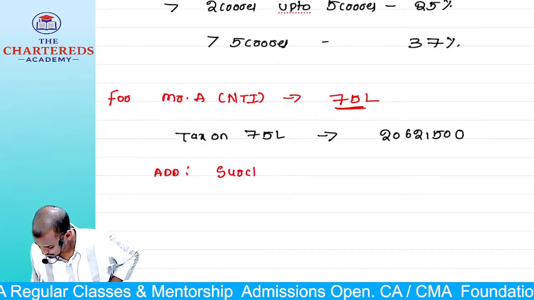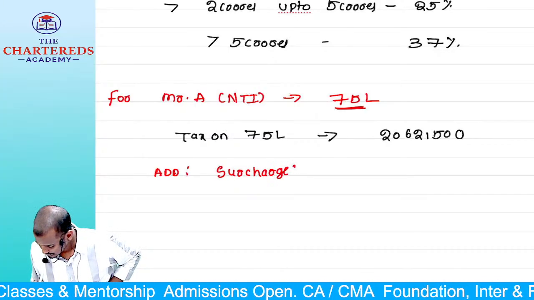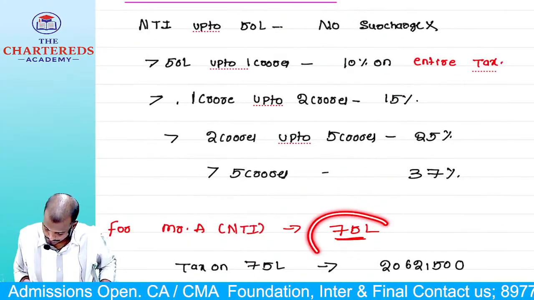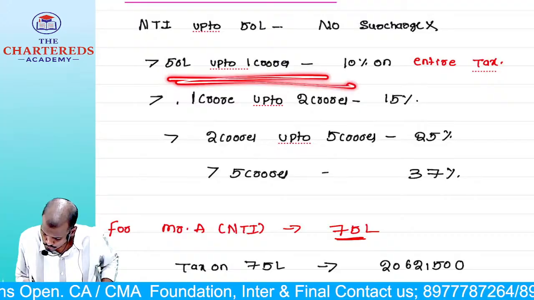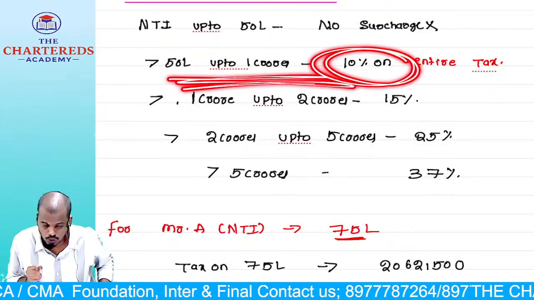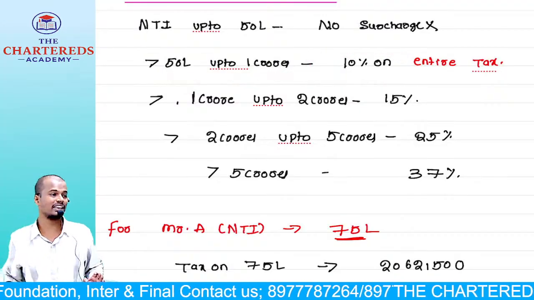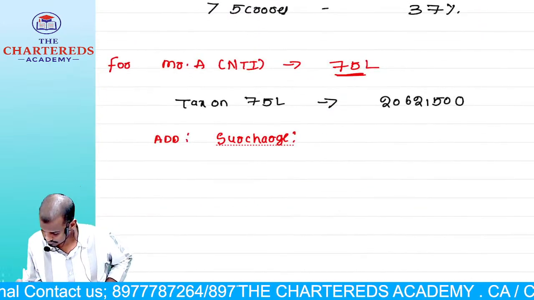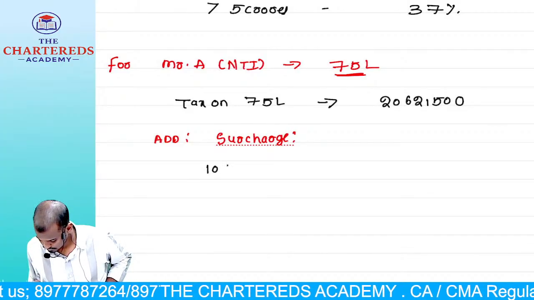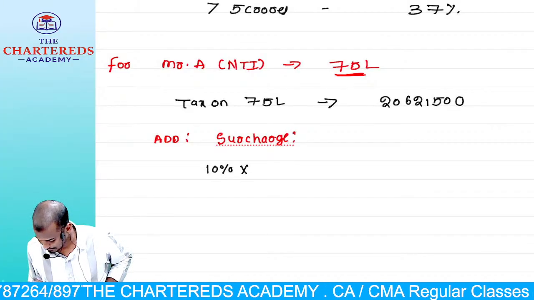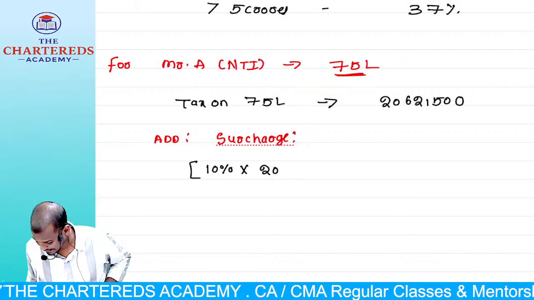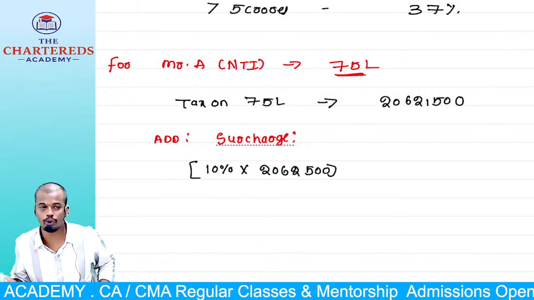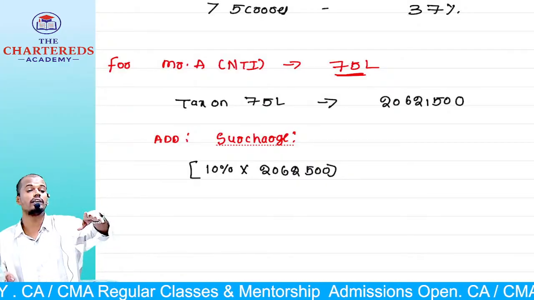Next is surcharge. What is the percentage applicable here? My net total income is 75 lakhs, between 50 lakhs and 1 crore. Surcharge rate was 10%. Simply we can take 10% and multiply with 20 lakh, which is 2,62,500. Surcharge is applicable on the tax amount, not on the income.